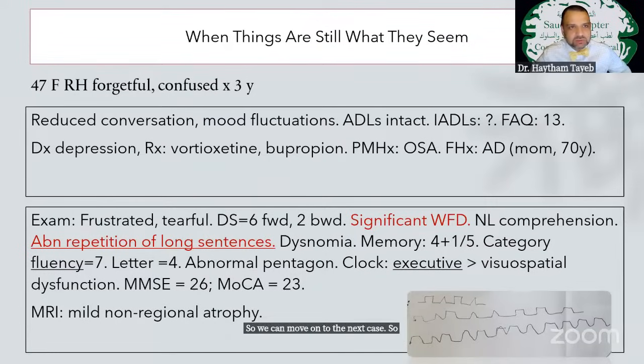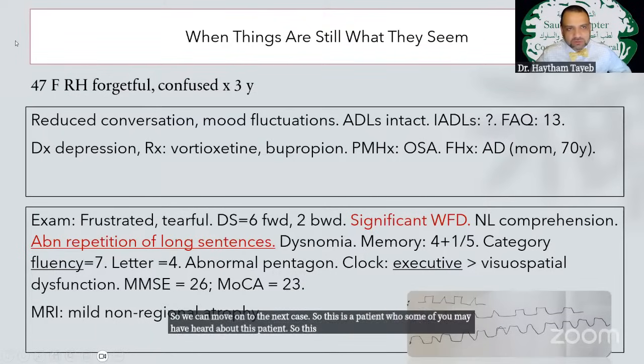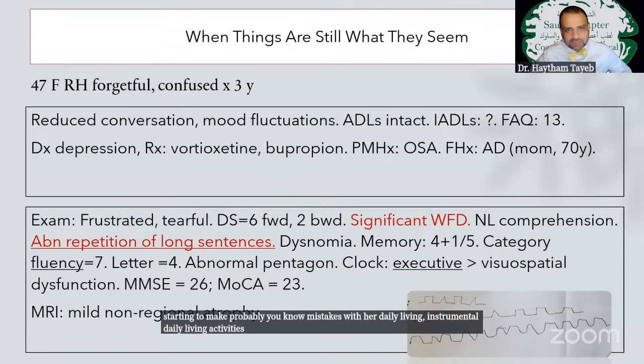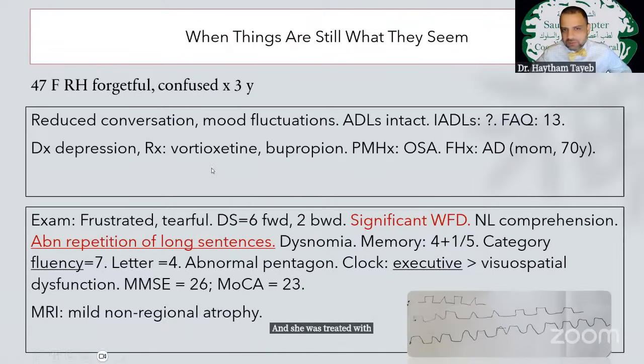So this is a patient that some of you may have heard about. This is a 47-year-old who came in with her husband, quote unquote, forgetful, confused, not doing her house chores the way she used to. She sat there in the clinic, not talking much, with a depressed affect. She was starting to make mistakes with her instrumental daily living activities, and she was treated with vortioxetine and bupropion for depression. She has obstructive sleep apnea. She does have a family history of what was called Alzheimer disease in her mom, who was 70.